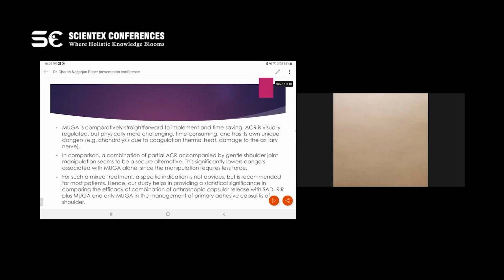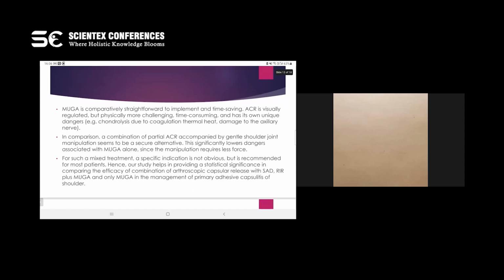For such a mixed treatment, a specific indication is not obvious, but it is recommended for most of the patients. Hence, our study helps in providing a statistical significance in comparing the efficacy of combination of arthroscopic capsular release with subacromial decompression, rotator interval release plus MUA, and only MUA in the management of primary adhesive capsulitis of shoulder.